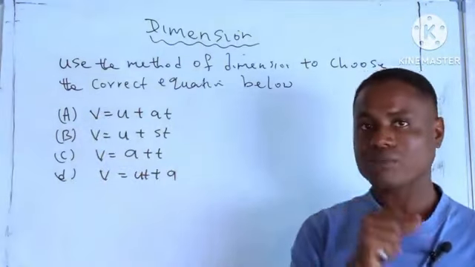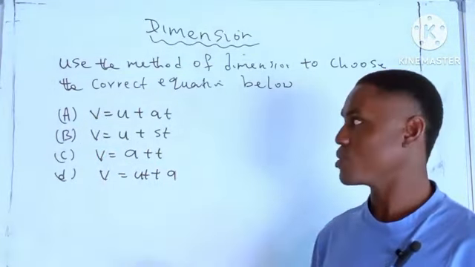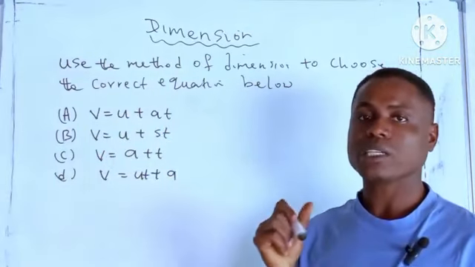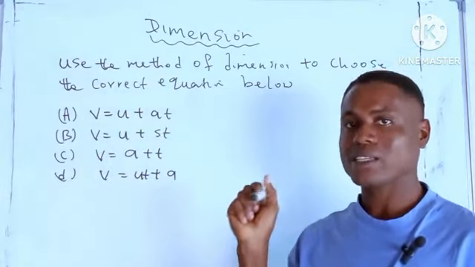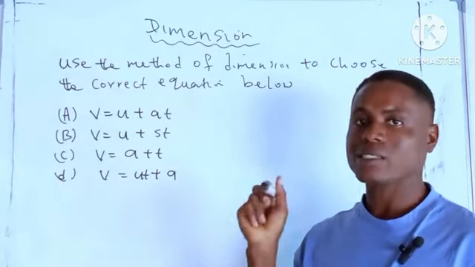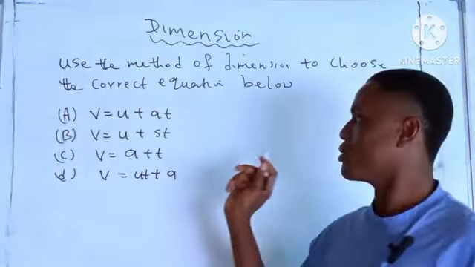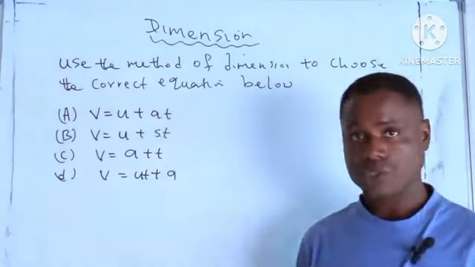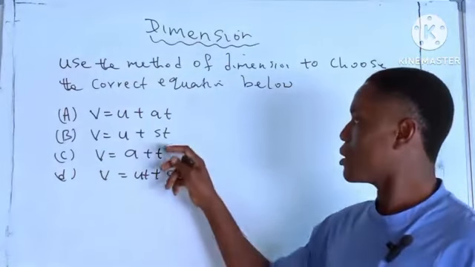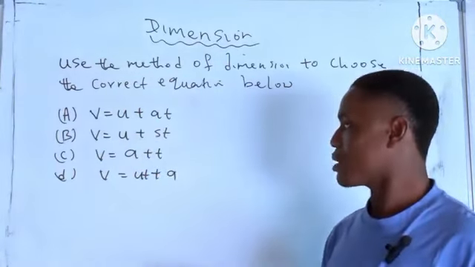V stands for final velocity, while U stands for initial velocity. Then A stands for acceleration, right? Then T stands for time, S stands for distance.